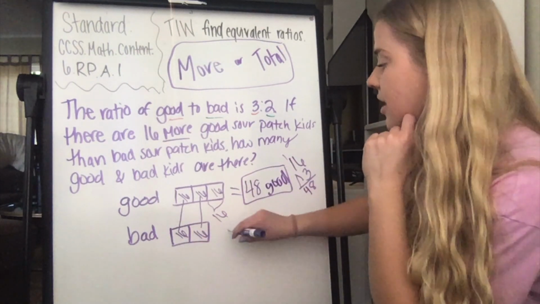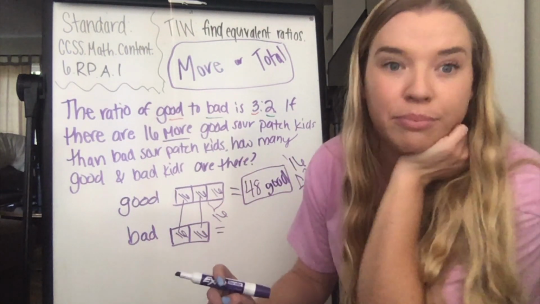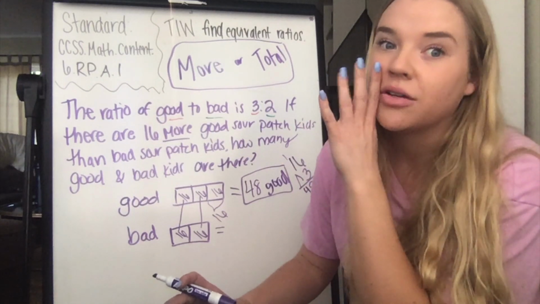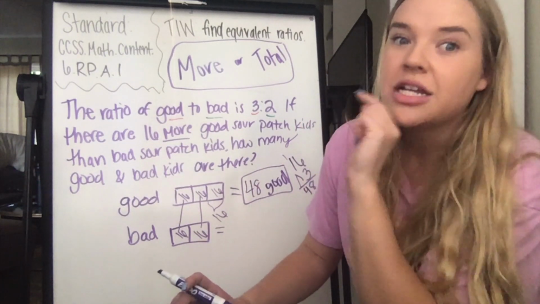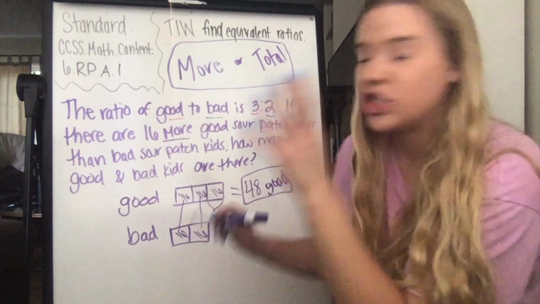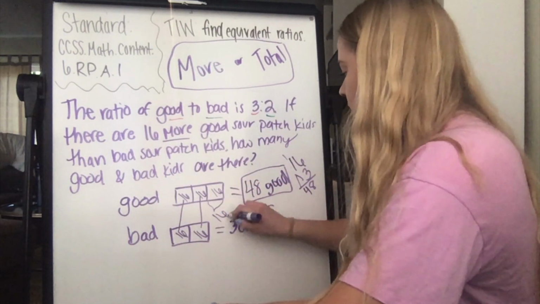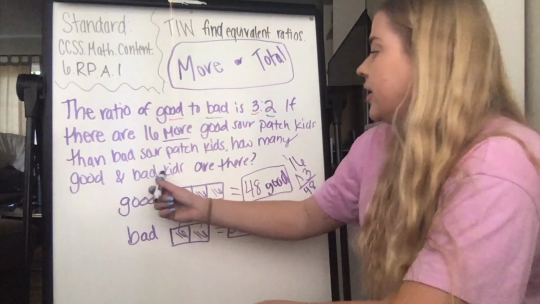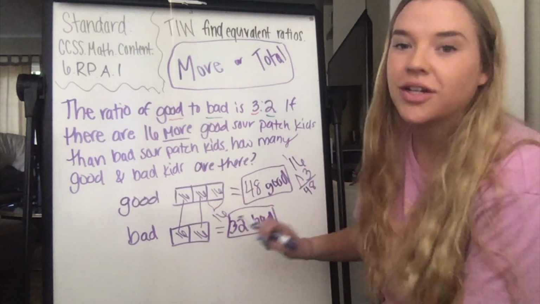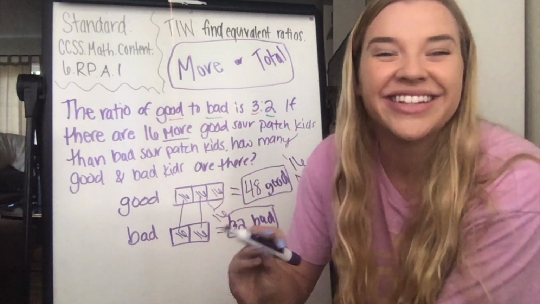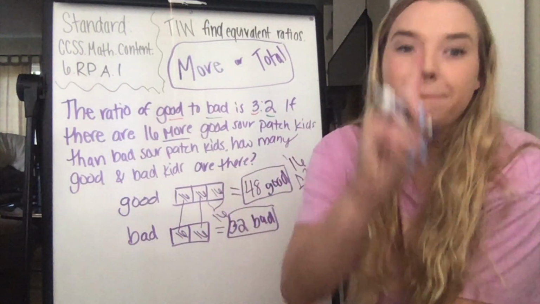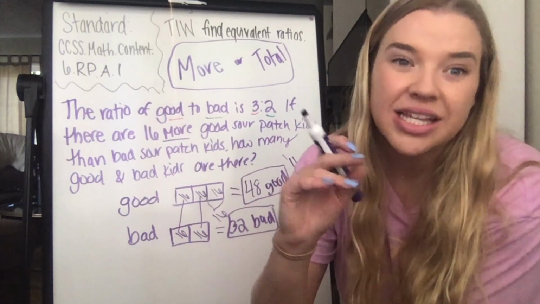And if I have 2 boxes of 16 for bad, I have 16 plus 16 or 16 times 2, which is, pause it, solve it. Welcome back, it's 32. 32 bad. And I'm asking how many good and bad kids are there. So I have 48 good Sour Patch Kids and 32 bad flavors of Sour Patch Kids.